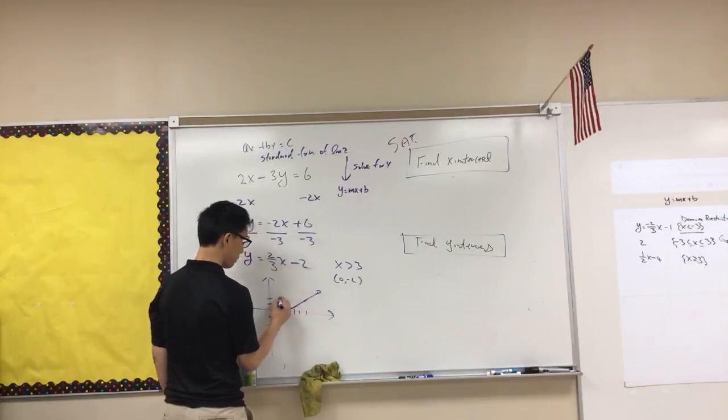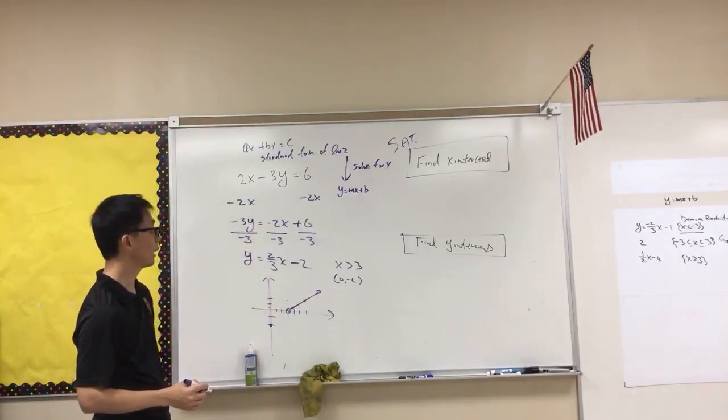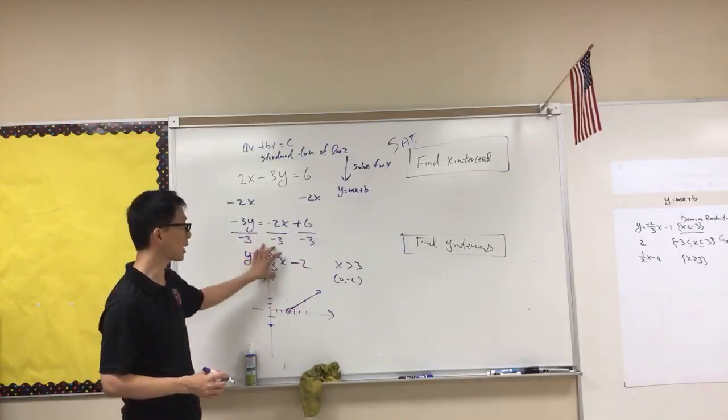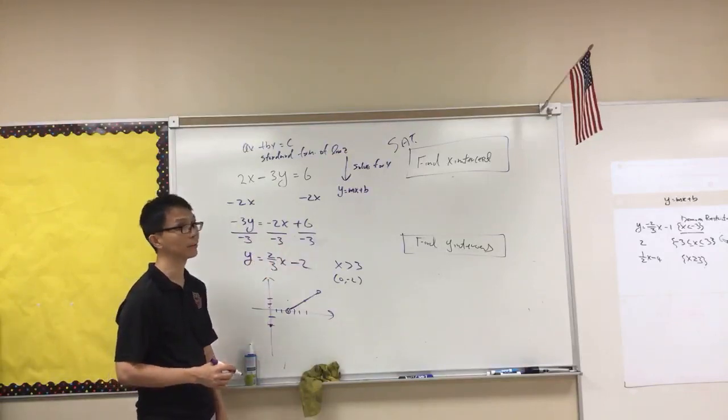Does it matter which order you put the 2x and the 6 or not? It matters because I want to see the y equal to mx plus b format. I put an x, and always the x comes before the constant.